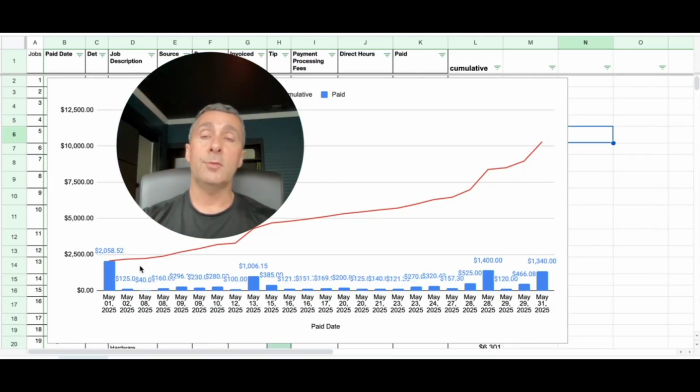But the point is I want to show you in real life what it's like as a full-time handyman running a business. What kind of numbers am I pulling in? Where am I doing good? Where am I doing bad? What am I doing to try to improve that? So with that being said, let's go ahead and jump into the numbers.